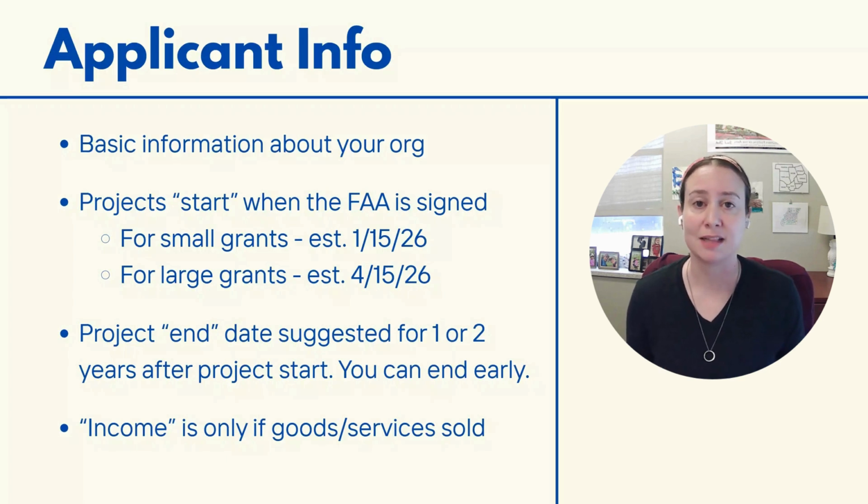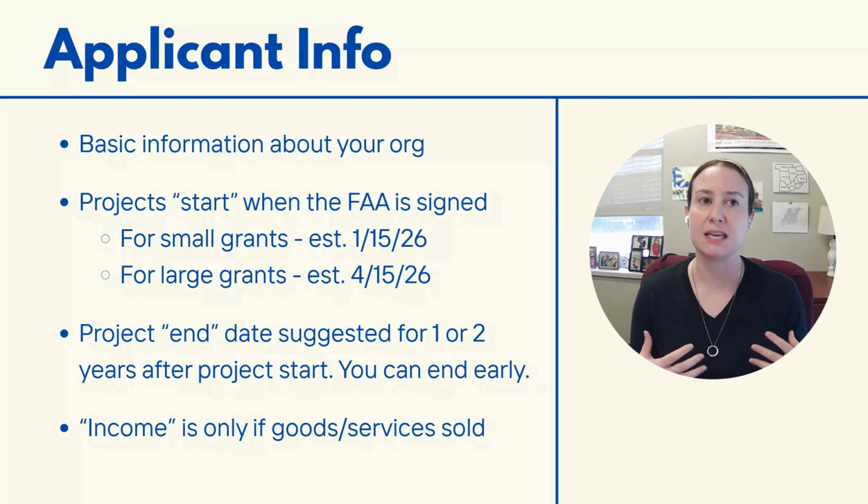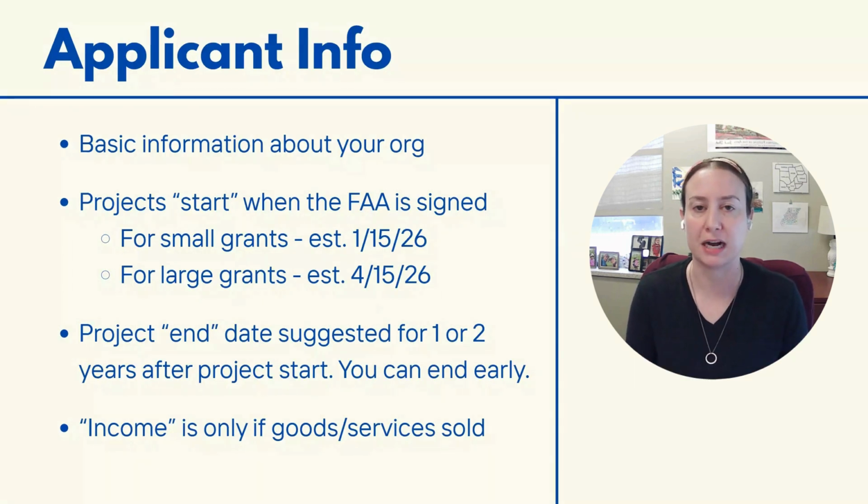Maybe it's been 18 months and you've done everything you need to do. We can talk about ending early, and that works. The other thing on the applicant information page that can be kind of confusing is income. And this is really not applicable to most organizations. We have some organizations that are creating a good or a service, and they are selling that. So we like to have an estimate of what that income will be during the project period, because one of the requirements is that that profit during the project period time must go back into the project.